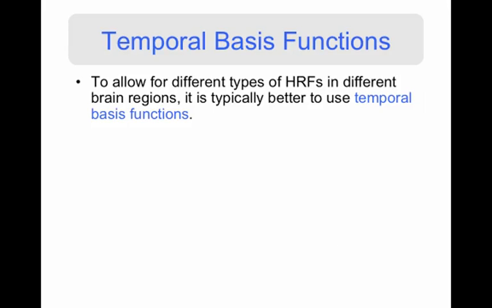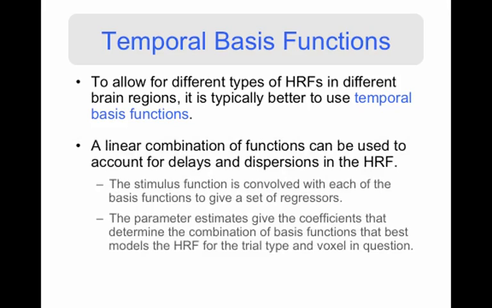So what should one do about this? Well, oftentimes one uses a much more flexible way of modeling the HRF, and one uses something called temporal basis functions. So to allow for different types of HRFs in different brain regions, we typically use these temporal basis functions. And so what are these? Well, we basically use a linear combination of functions that can be used to account for delays and dispersions in the HRF, so basically differences in the HRF across different voxels.